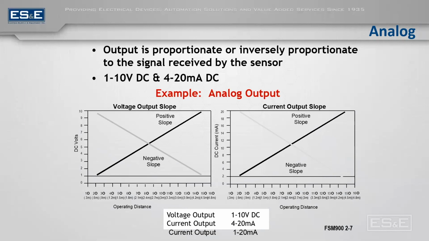So a lot of times these outputs can be scaled within the sensor, or they can be scaled within the PLC for positive or negative slope. So just because you're dealing with it in a PLC does not mean it's not able to be set up in the sensor as well.